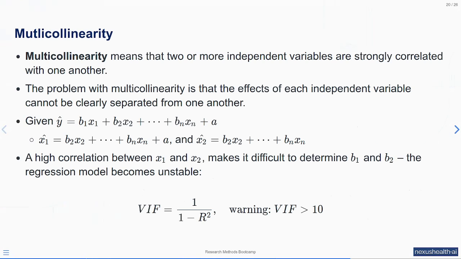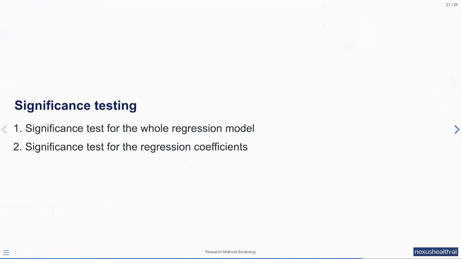So the variance inflation factor is calculated by this term that we see here: 1 over 1 minus r squared. And so if the variance inflation factor is greater than 10, that often indicates that there is multicollinearity within the model, and this needs to be taken care of.